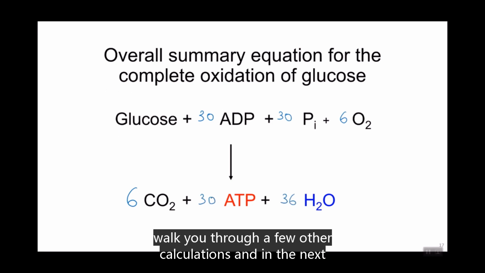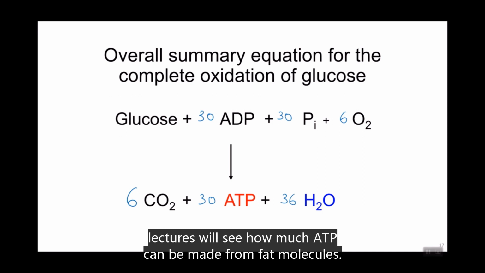The review questions and tutorials will walk you through a few other calculations, and in the next lecture we'll see how much ATP can be made from fat molecules.